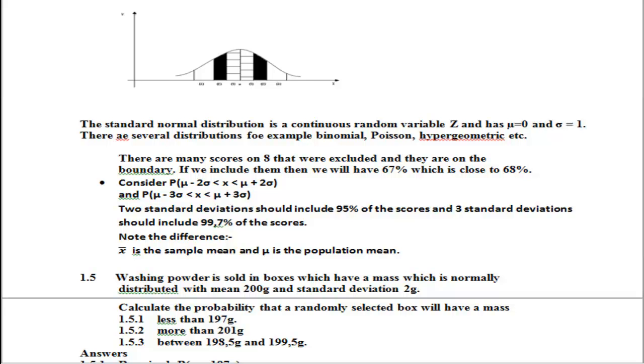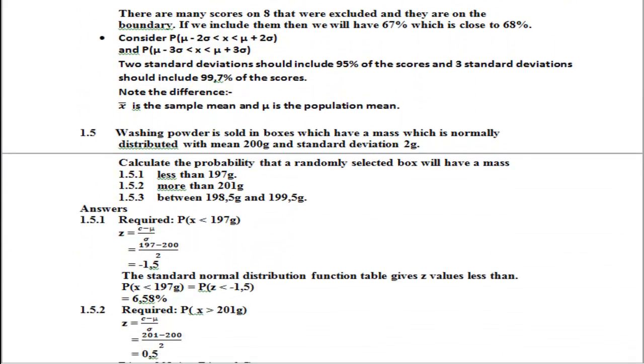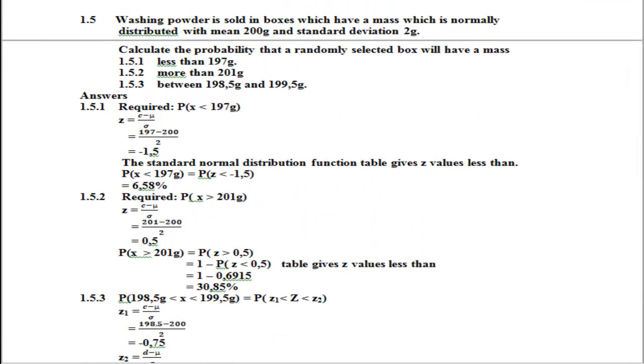Now, I'm going to take the case where washing powder is sold in boxes which have a mass which is normally distributed with a mean of 200 grams and a standard deviation of 2 grams. Now the question is, calculate the probability that a randomly selected box will have a mass less than 197 grams.